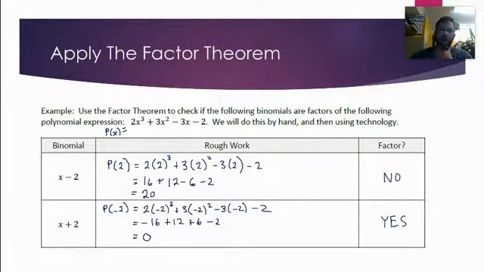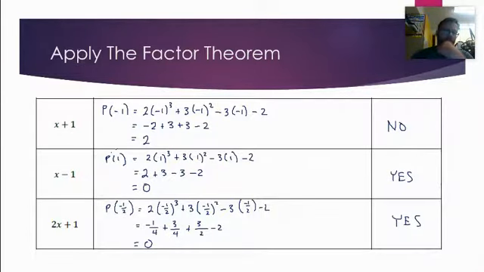All right, guys, hopefully you gave those a go, and here are my results. Turn the screen to the program. So when I plugged in negative 1, I got a remainder of 2, not a factor. When I plugged in 1, I got 0. X minus 1 is a factor. When I plugged in negative 1/2, that is the value of x that makes 2x plus 1 zero, I got 0 as well.